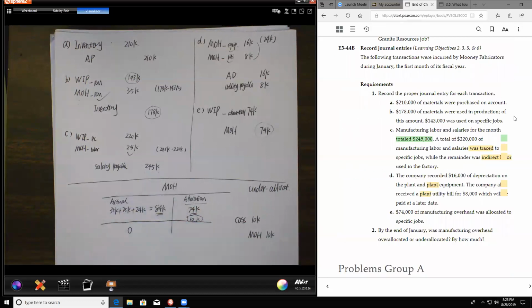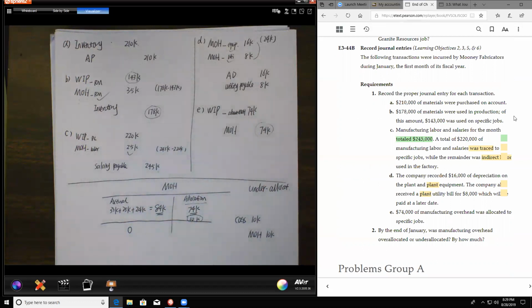Okay, I think that's all for our first problem, the first part. Make sure you know the general idea of the journal entries, and how you decide under allocation or over allocation, and just know how we do the adjusting journal entry.